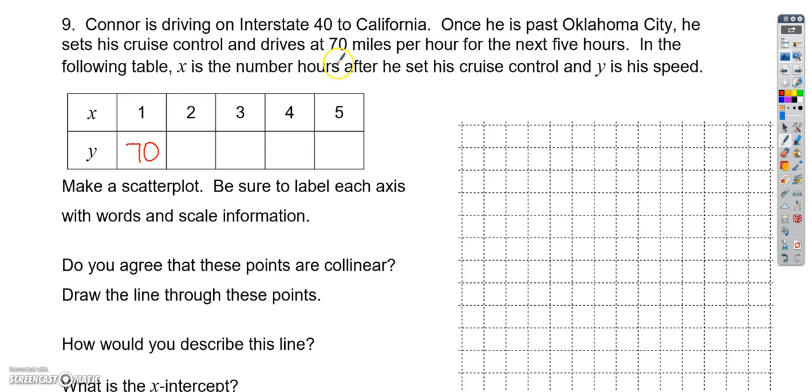X is the number of hours after he sets his cruise control, and Y is his speed. So 2 hours after he sets his cruise control, he's still going 70. After 3 hours, he's still going 70. Same thing. 5 hours, he's still going 70 miles per hour. Be sure to label the axis and use words. Okay.